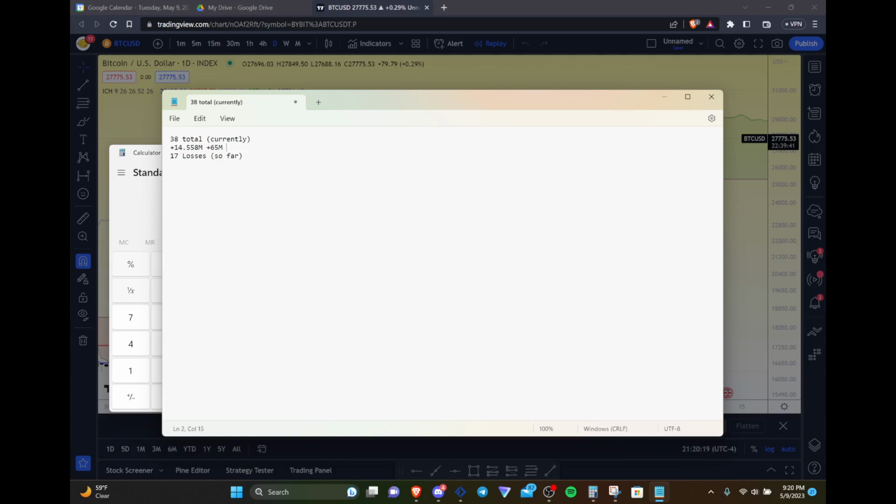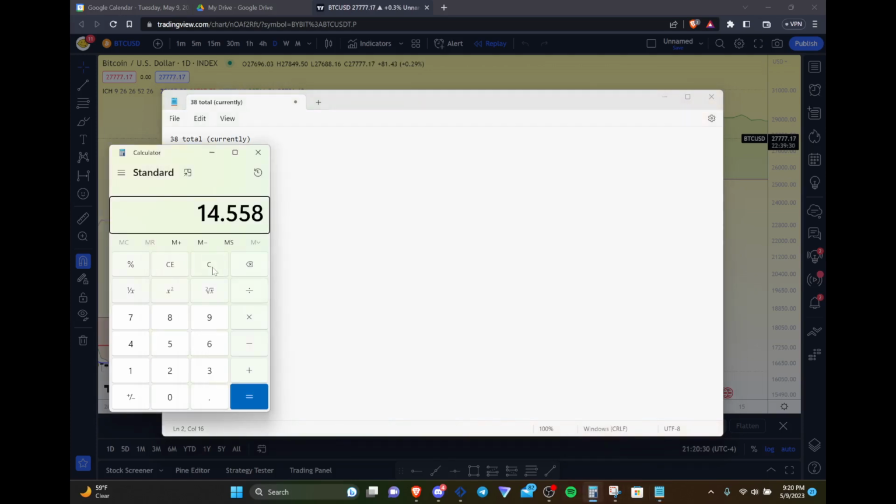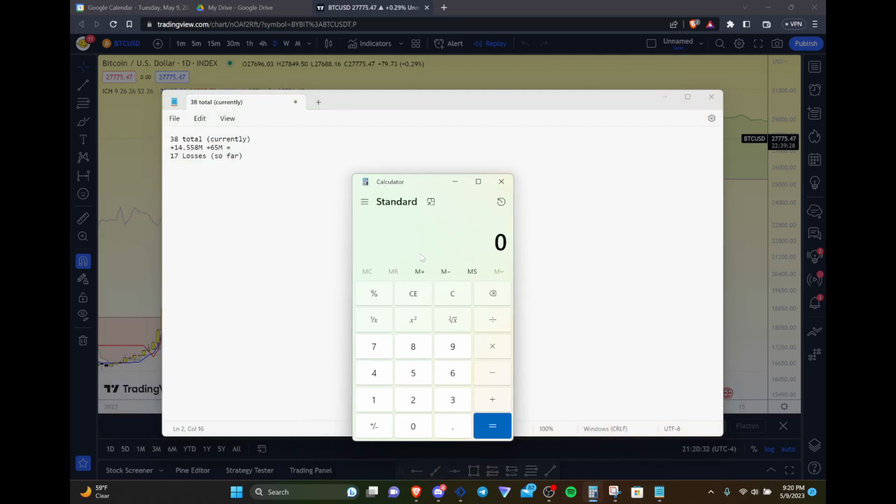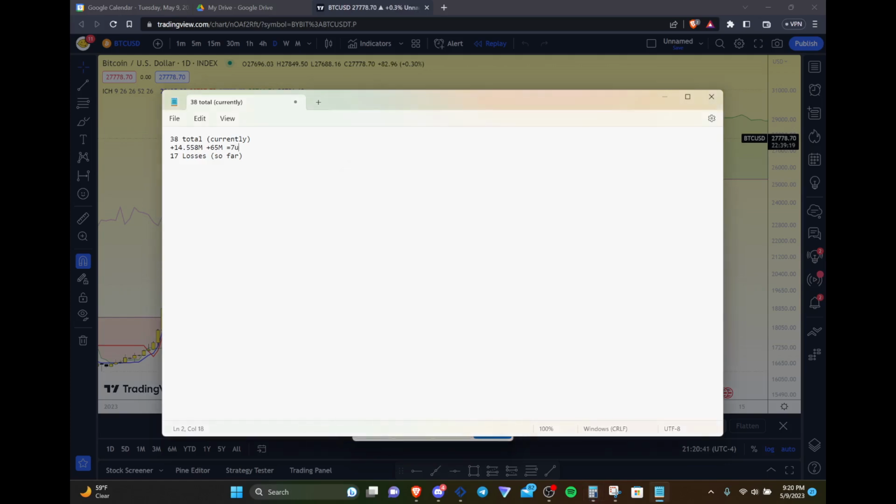Yeah. 65 million. And let's actually do some quick maths. So we are 14.55 plus 65. So we're at 70. So you made about 79.55 million. That's pretty nuts, right? Very, very crazy. So that's insane.